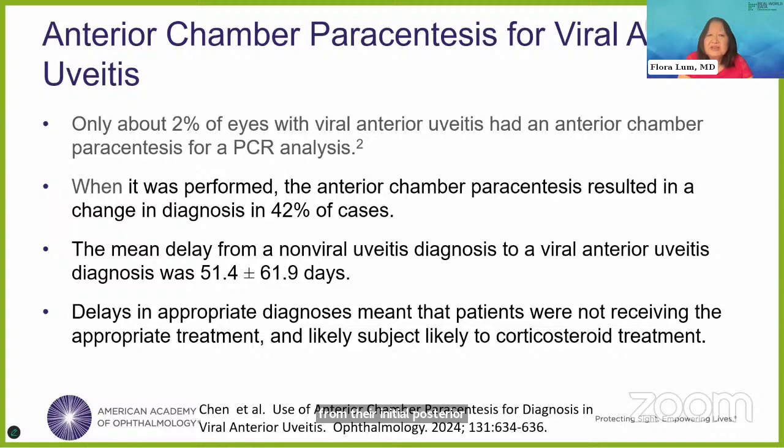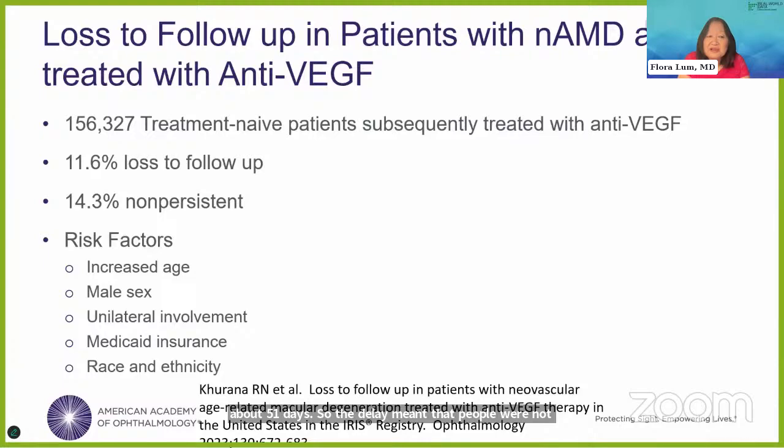Another study that we've looked at was viral anterior uveitis. We found that only 2% actually get an anterior chamber paracentesis, or TAP. But when it was performed, it changed the diagnosis in 42% of the cases. The mean delay was about 51 days, so people were not getting appropriate treatment and were likely subject to corticosteroid treatment as well.